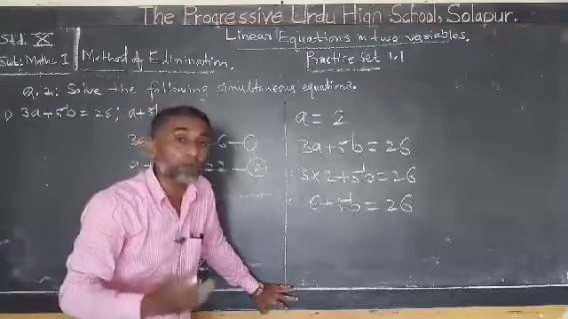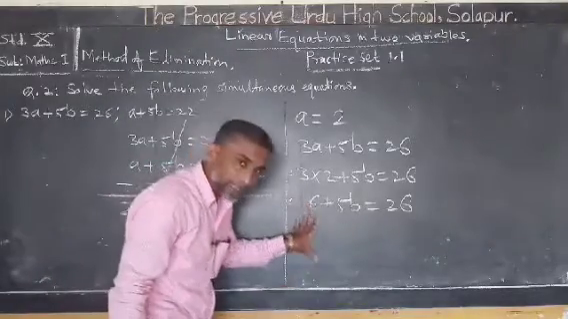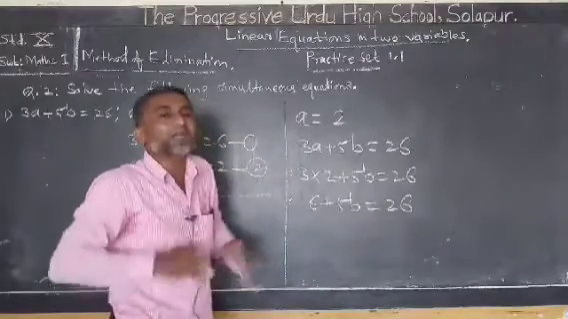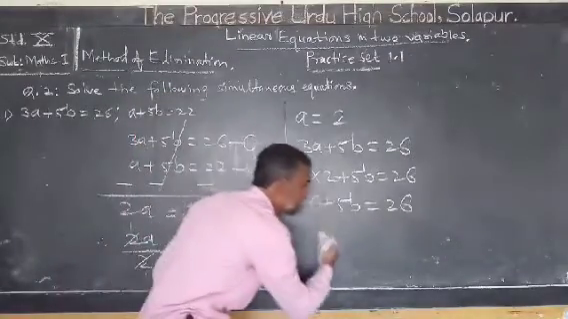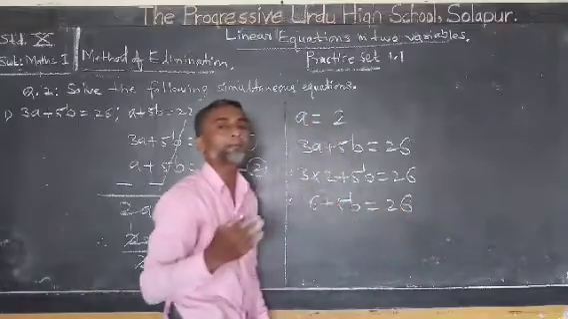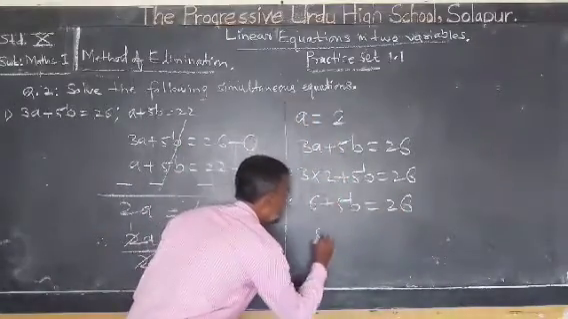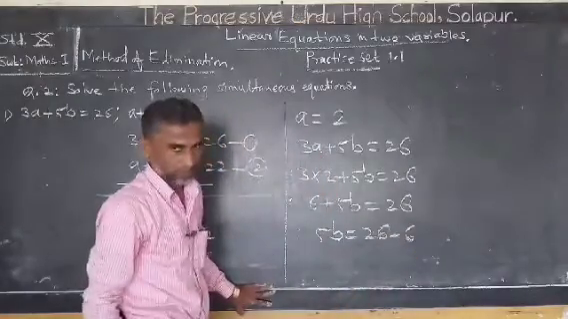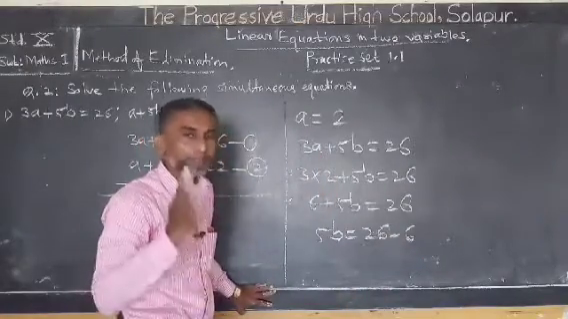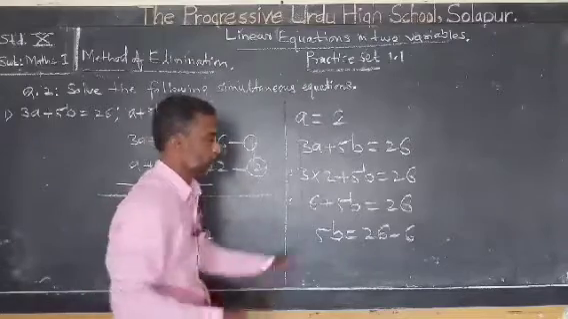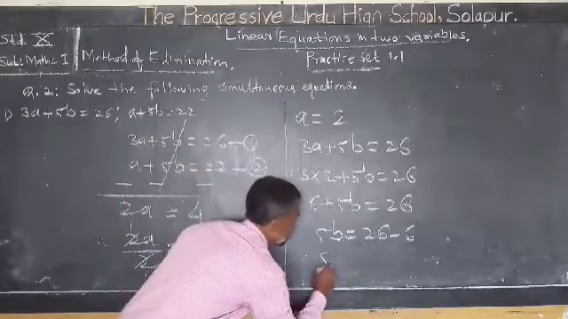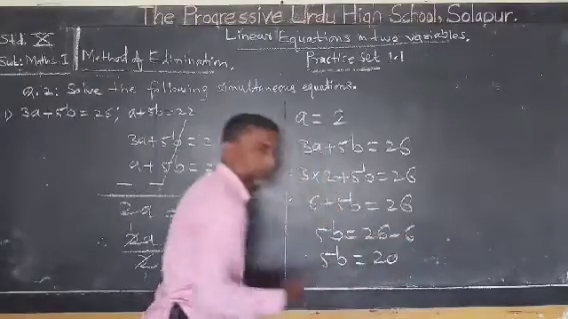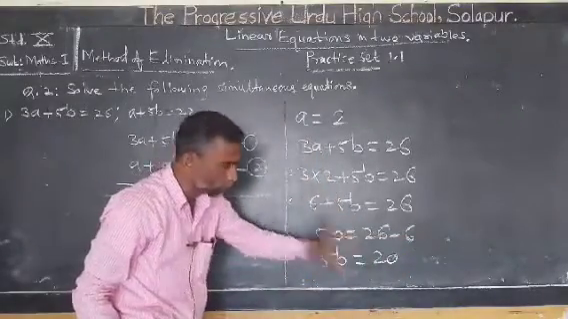Now, subtract 6 from both sides. Or in other words, for our convenience, we say take this 6 to the right hand side, it will become minus. Therefore, 5b is equal to 26 minus 6. Actually, what we have done is subtract 6 from both sides. Therefore, 5b is equal to 26 minus 6, 20 will remain. Now, 5b is equal to 20.